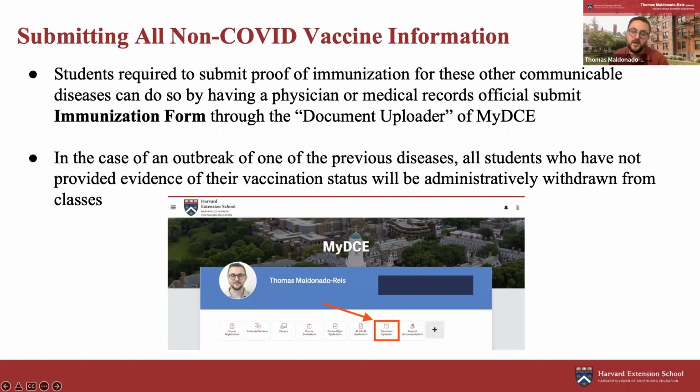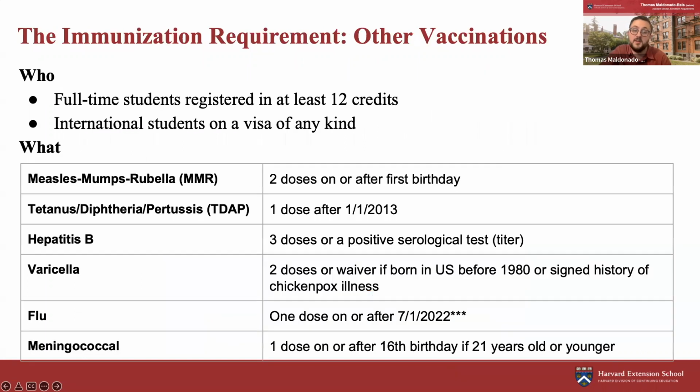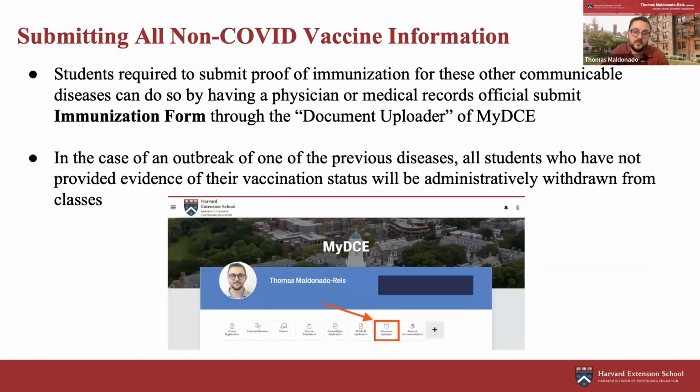And before I continue down the path of how to upload this documentation, I do want to say the consequence. So when I was talking about COVID earlier, I had said that the consequence of not submitting COVID vaccination information is that you would be withdrawn from on-campus courses. The consequence of not submitting these other vaccine information is that if there is an outbreak on campus of any of those diseases I listed, so just to go back, if there is an outbreak of any of these diseases, then you may be administratively withdrawn if we don't have evidence in order to keep everyone safe and healthy in the community. So back to submission.